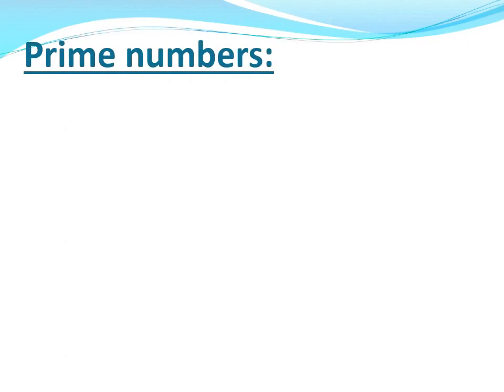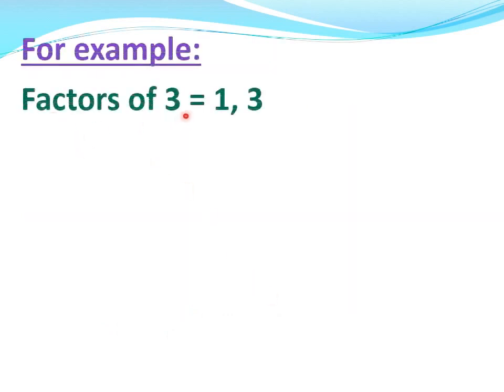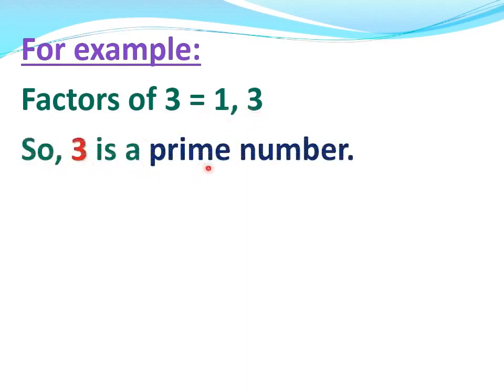Now, prime numbers. What are prime numbers? Numbers which have only two factors, 1 and the number itself, are called prime numbers. I will explain you by an example. For example, factors of 3 equal 1 and 3. So, 3 is a prime number.